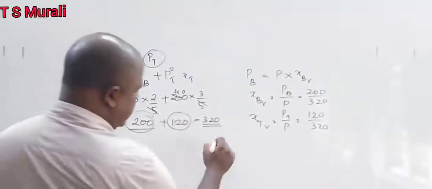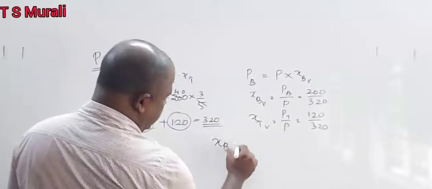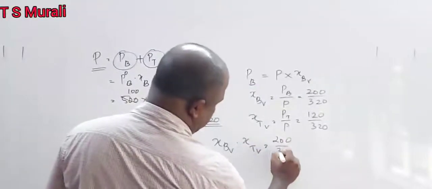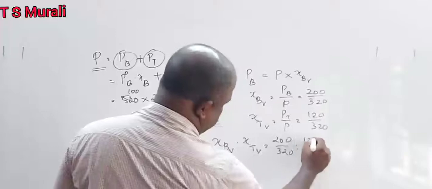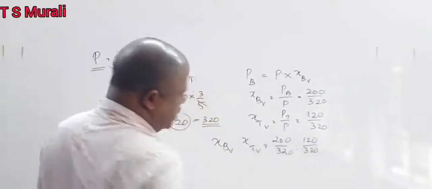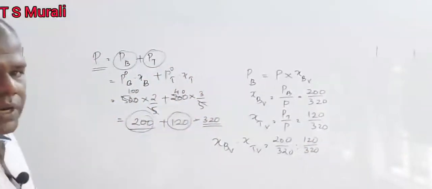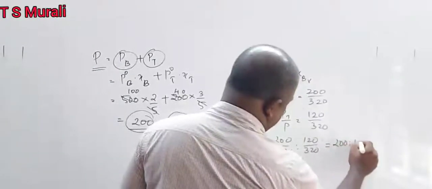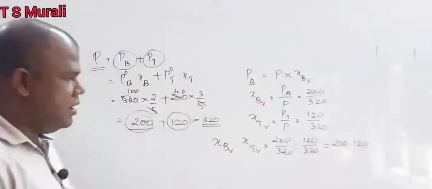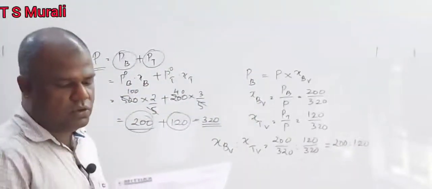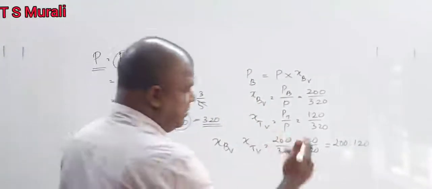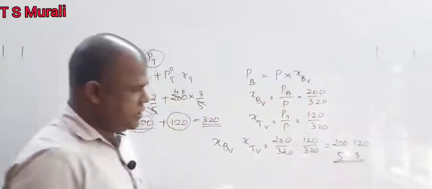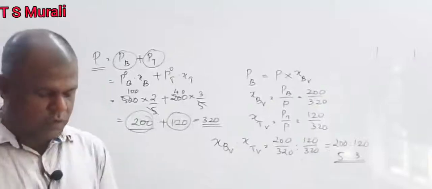Ratio means X benzene in vapor to X toluene in vapor is equal to 200 by 320 is to 120 divided by 320. 200 is to 120. You can cancel. I am taking 40. So when we divide by 40, this becomes 5 is to 3. The option is there directly.